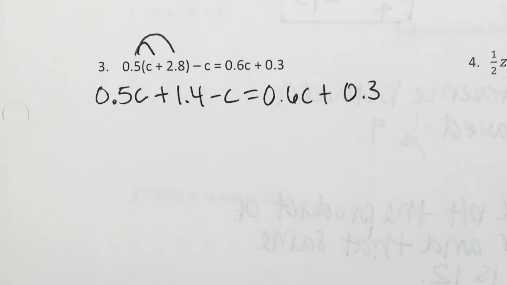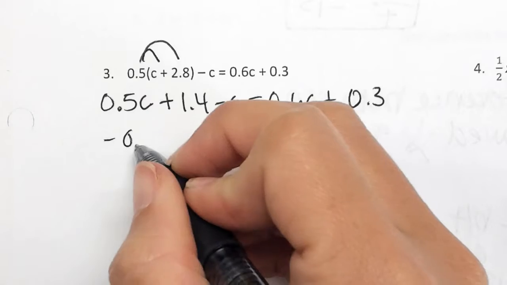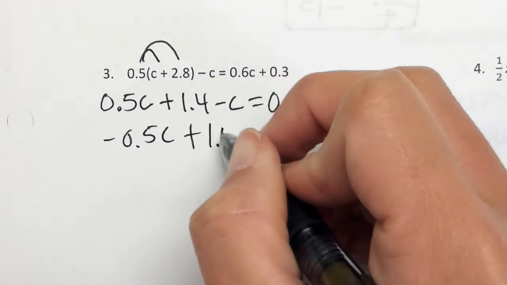Alright. Now what? What should we do from here? Good. So on this side of the equal sign, I'm going to cover up this side, pretend I can cover it up. I'm not that tall. But on this side, we have like terms, which are these two, correct? So what is 0.5 minus 1? 0.5 minus 1. Good. Negative 0.5 what? Very good.